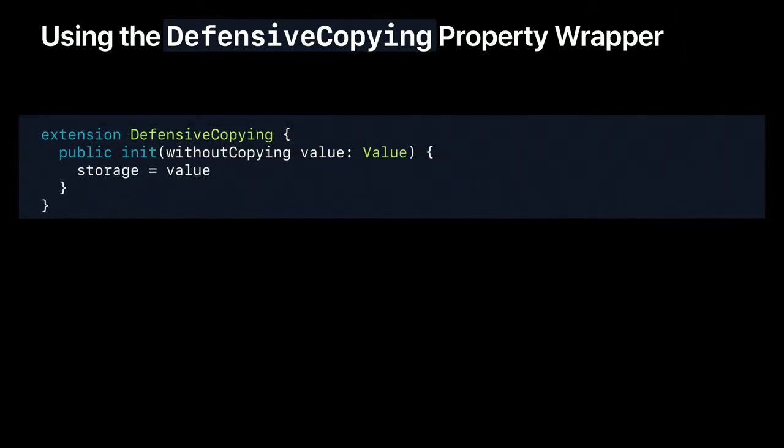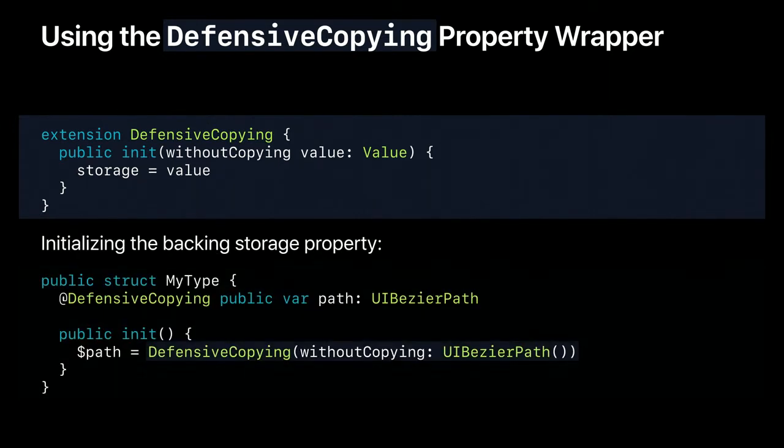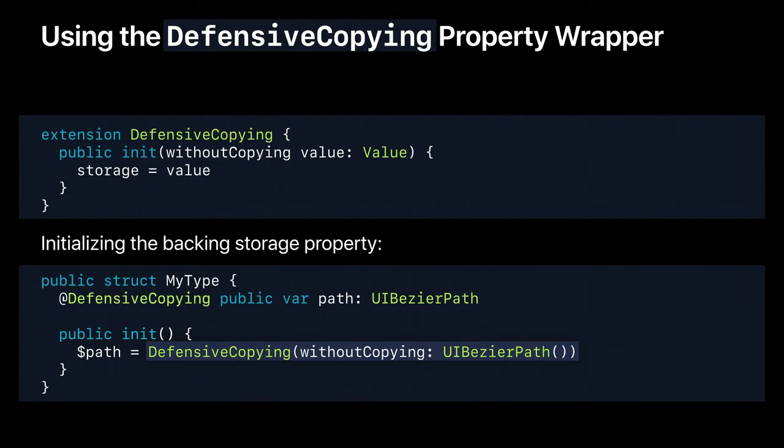It's just a type. There's nothing magical about this type other than the fact that it's behaving like a property wrapper when used that way. And so we can give it this without copying initializer. When we want to use that, we can go ahead and write an initializer for our type. And what we're doing here is we're assigning to $path to call the defensive copying, the without copying initializer, so we can avoid that extra copy.